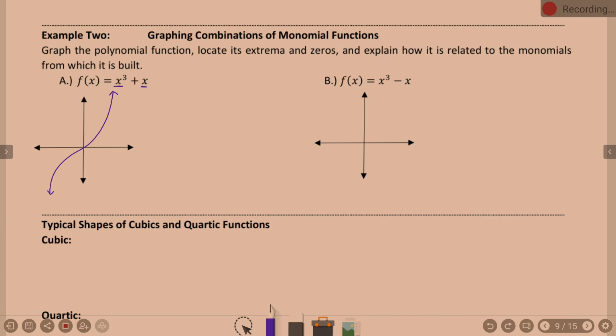So the idea of this graph is that y equals x cubed plus x. In general, it's the shape of x cubed. But near the origin, it follows y equals x. It has that straight line of y equals x. So that talks about the section of explaining how it's related to the monomials from which it's built.